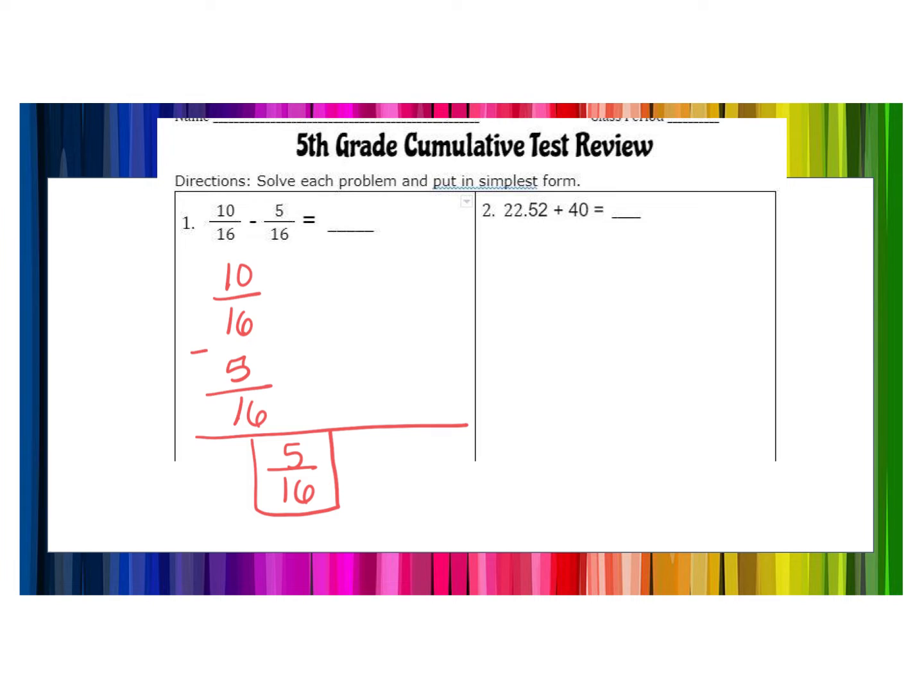Problem number 2 is 40 plus 22.52. I have to add my decimal into my 2 zeros, and I just add down, bring my decimal down. So your answer is, Miss House messed up, 62.52.